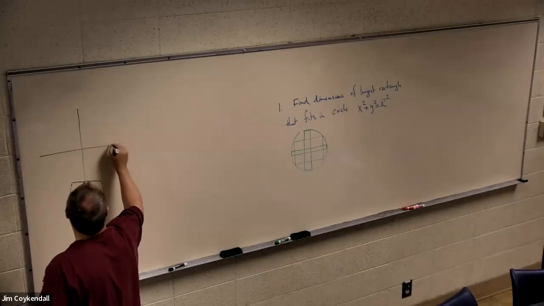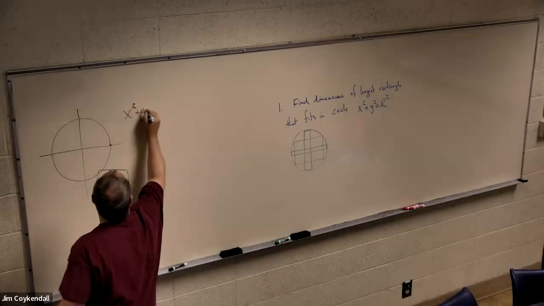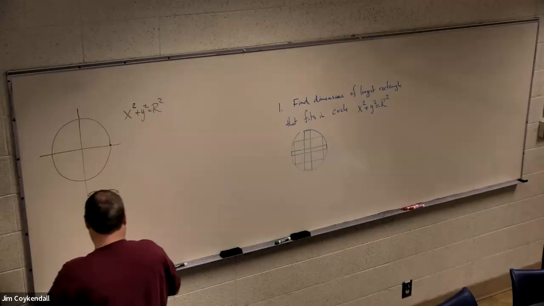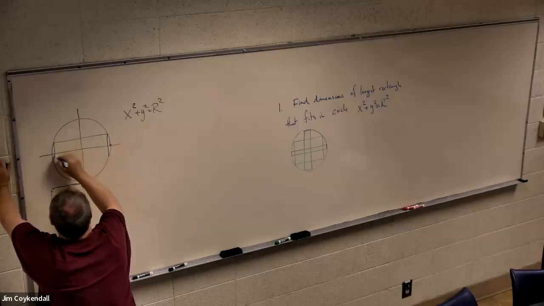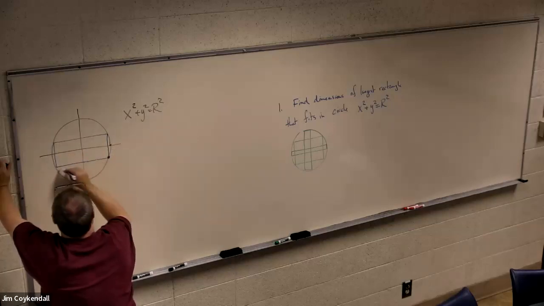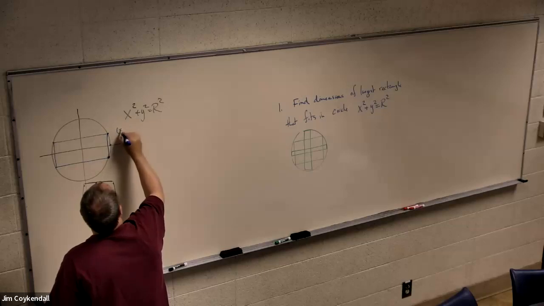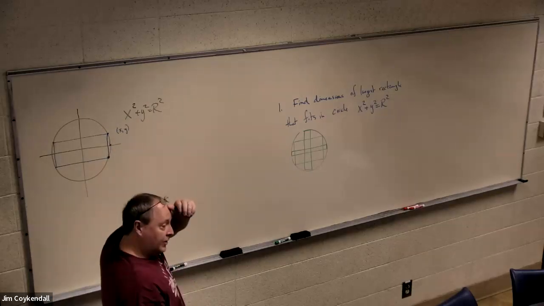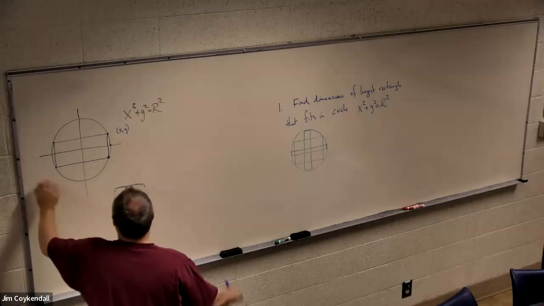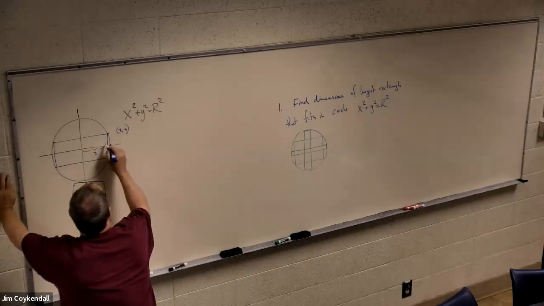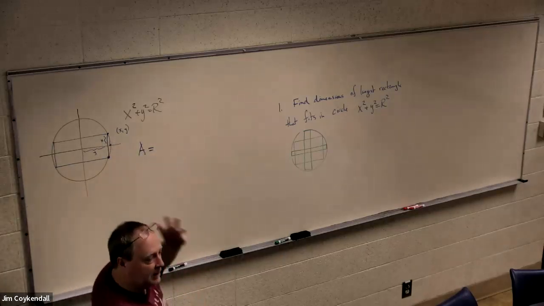So here's my circle, and I'm going to put some rectangle in it. Now notice, let's call this point (x, y). It's on the circle. This point completely tells me what the area of this rectangle is, because this length right here is y, and this length right here is x. So the area of my rectangle is, can somebody tell me?